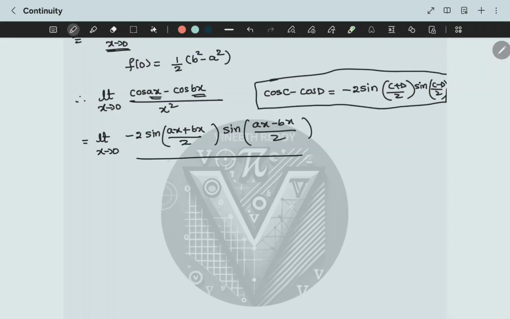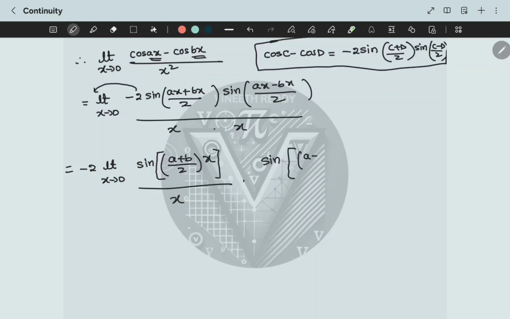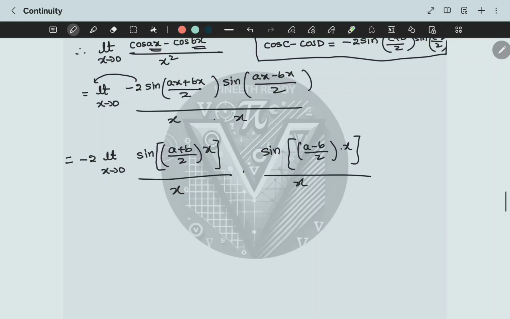So dear students, we'll do one thing. x square we will write as x multiplied by x. Let us take this minus 2 outside, okay? So we get minus 2 times limit x approaches 0. We can write this as sine of (a plus b) by 2 times x, okay? I hope this is clear. Divided by x, into sine of, again, (a minus b) divided by 2 into x, divided by x. I hope this step is clear.